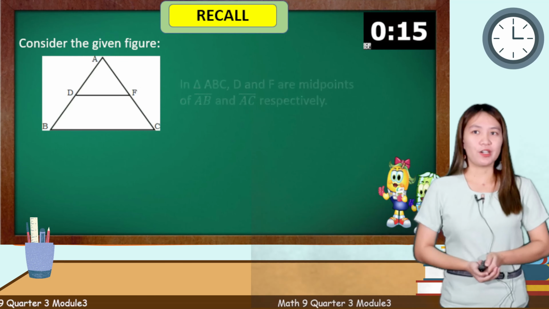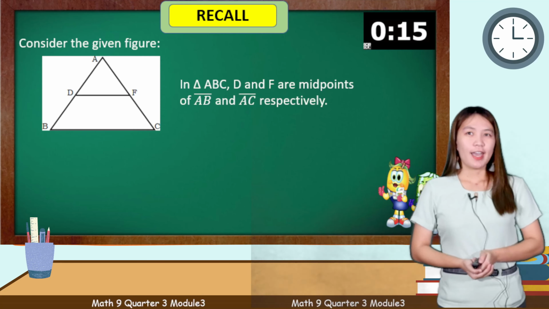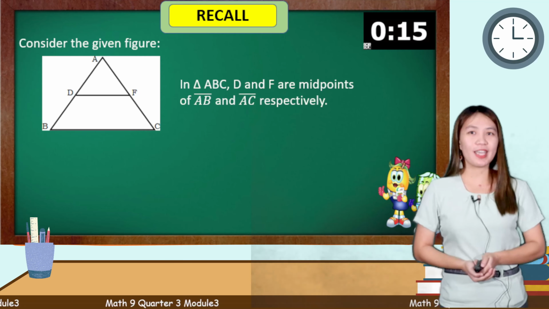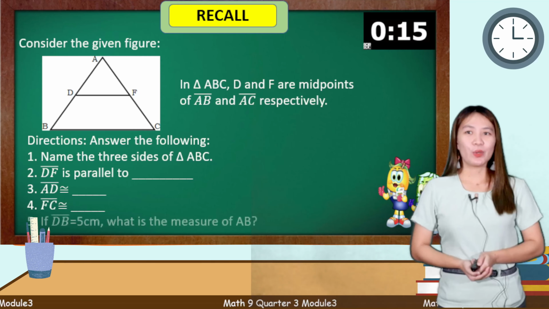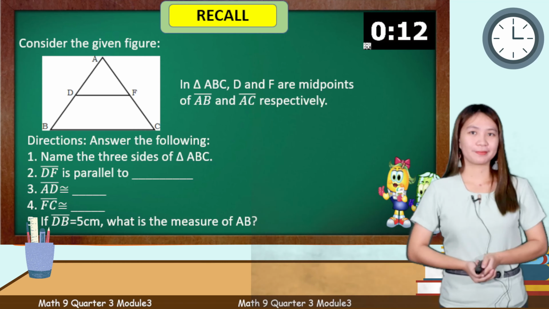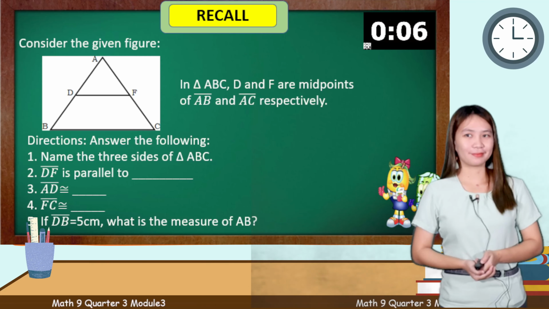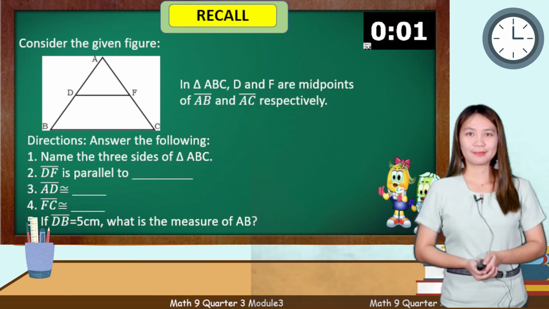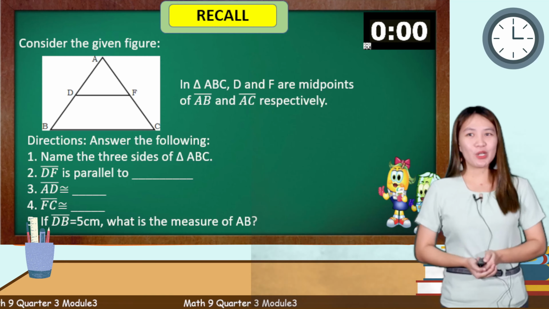Consider the given figure. In triangle ABC, D and F are the midpoints of segment AB and segment AC respectively. So you need to answer the following questions. You are given 15 seconds to answer the questions. Time is up. Let us now check your answers.